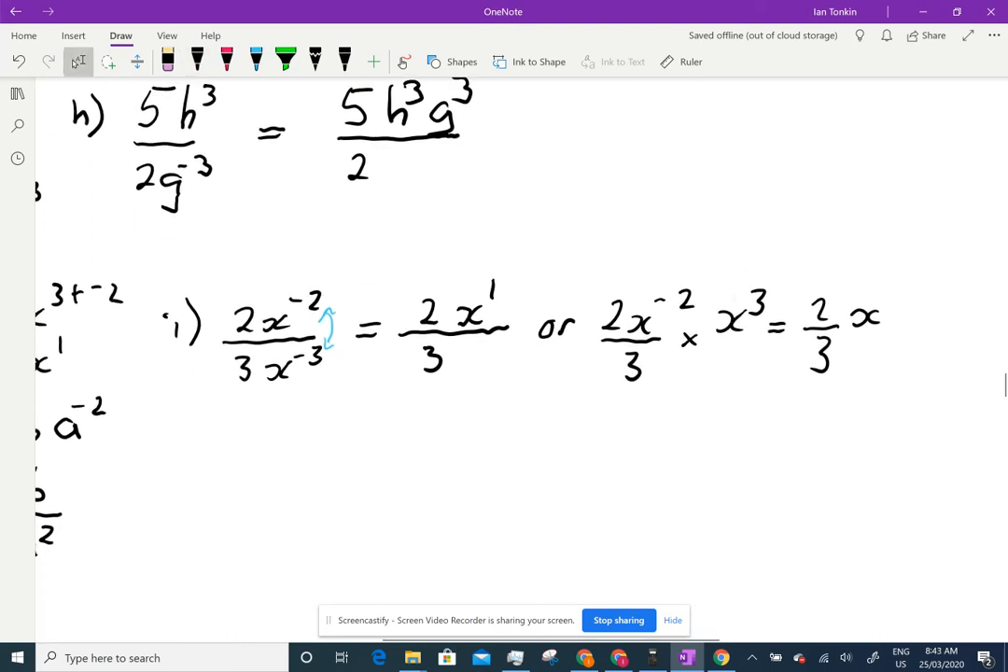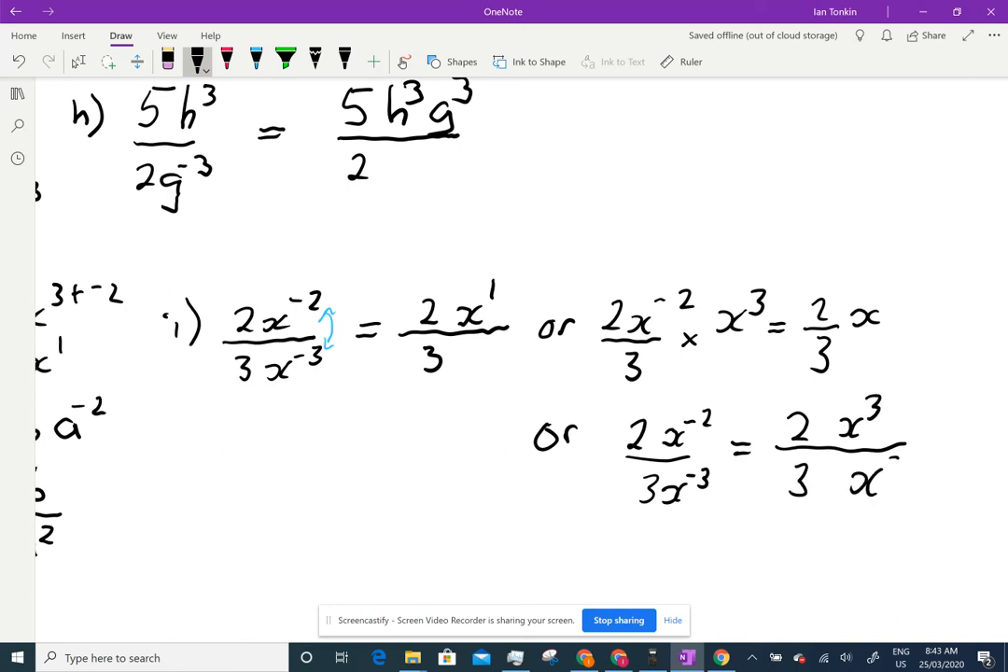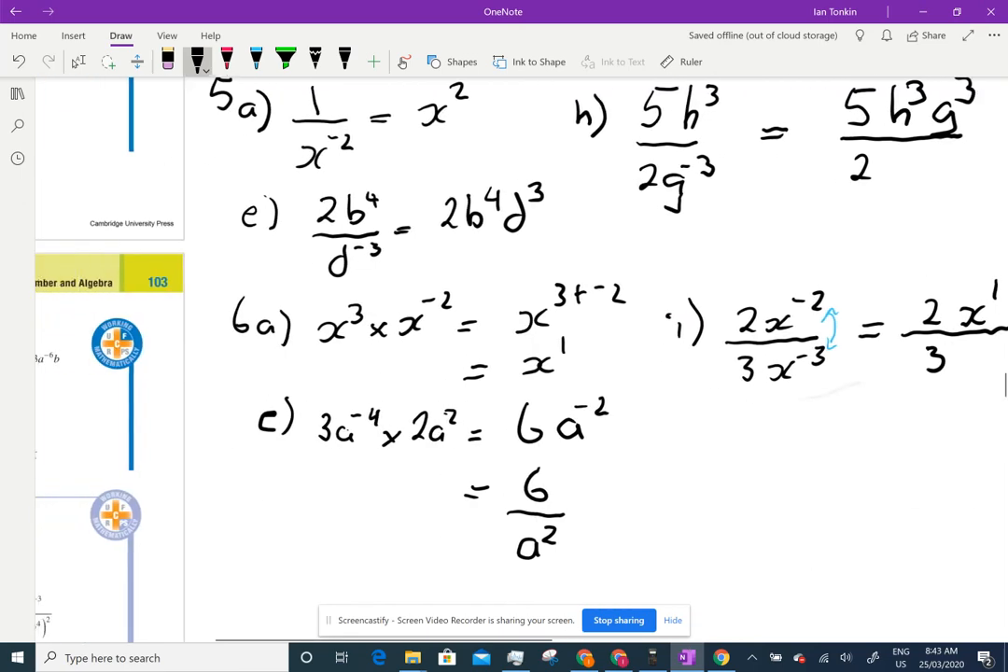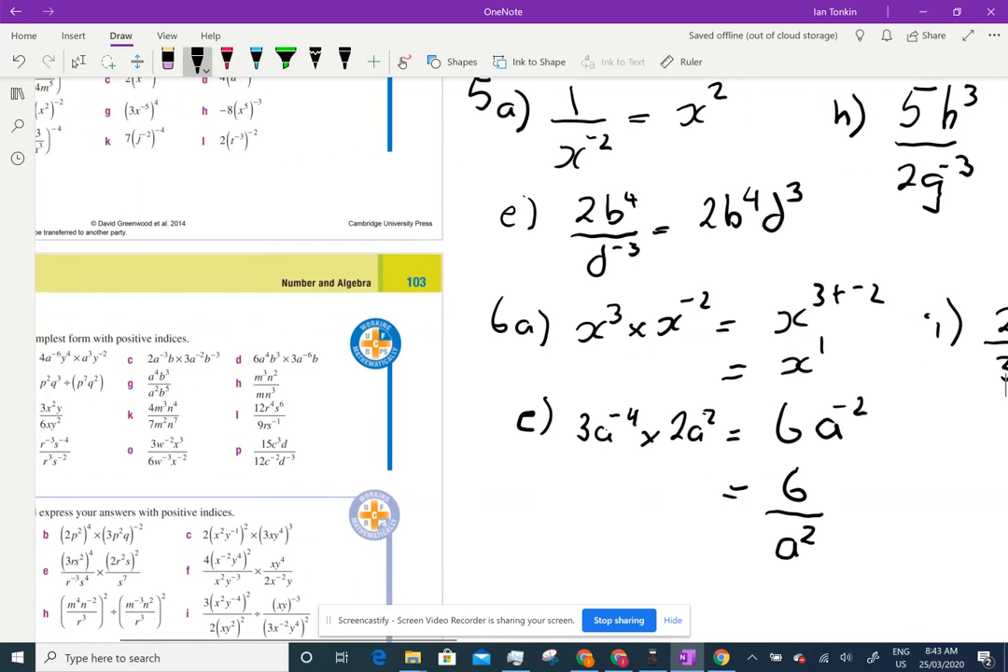Or even better, you can go 2x to the negative 2 over 3x to the negative 3. And you just swap those powers. The 2 and the 3 stay the same. The x cubed comes upstairs. The x squared goes downstairs. And then you cancel. And you get 2x on 3.